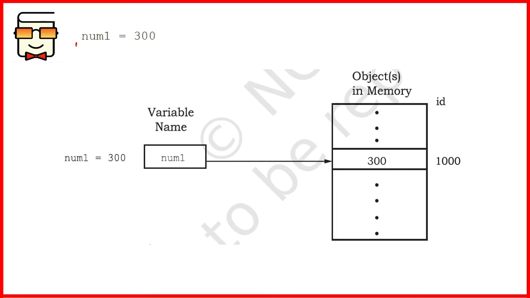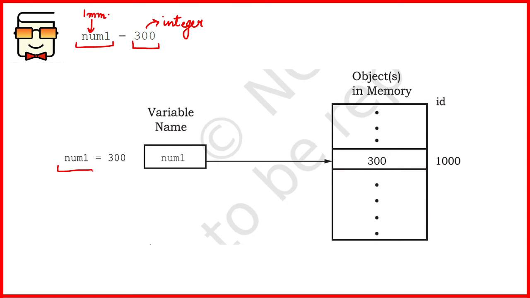Suppose we have a variable with the identifier num1 and it has been assigned a value 300. Now 300 has the data type integer, and we just saw that integer belongs to the immutable data type. Okay, it is an immutable data type, therefore this particular variable is an immutable variable.